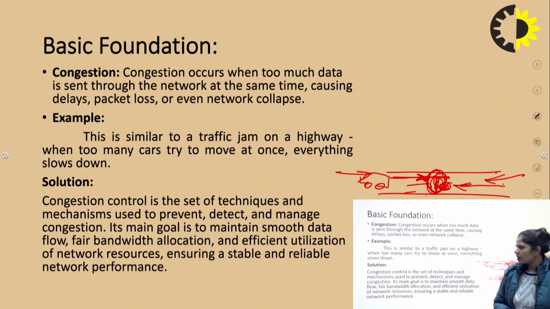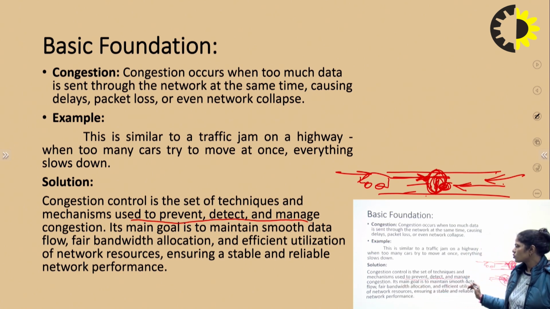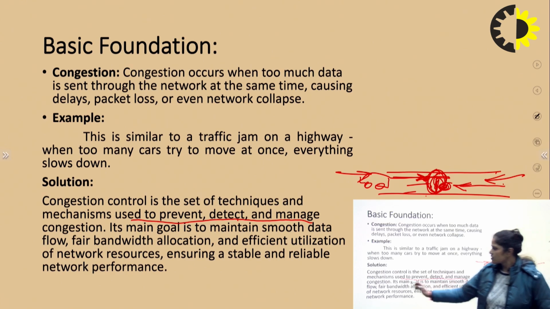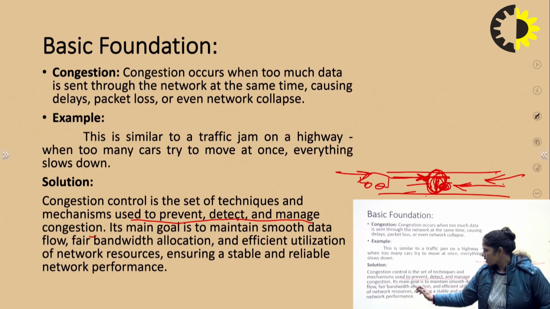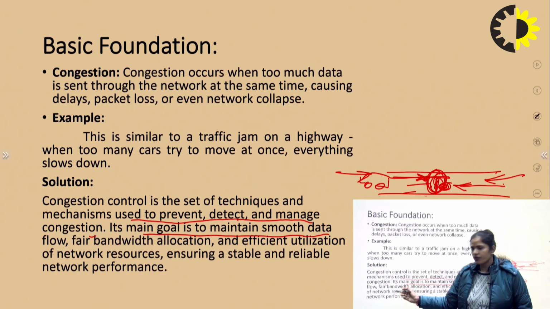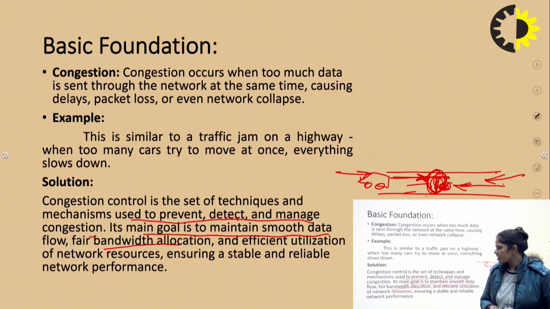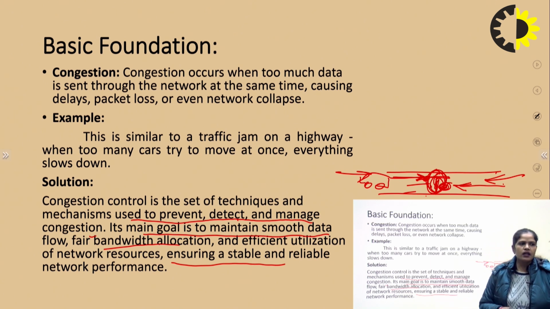So basically the main concept of the congestion control techniques or mechanisms is to prevent, detect and manage congestion. The main goal of these techniques is to maintain smooth data transmission or smooth data flow, fair bandwidth allocation and efficient utilization of network resources. We do this to ensure stable and reliable network performance. So this is the main reason we need to control congestion.